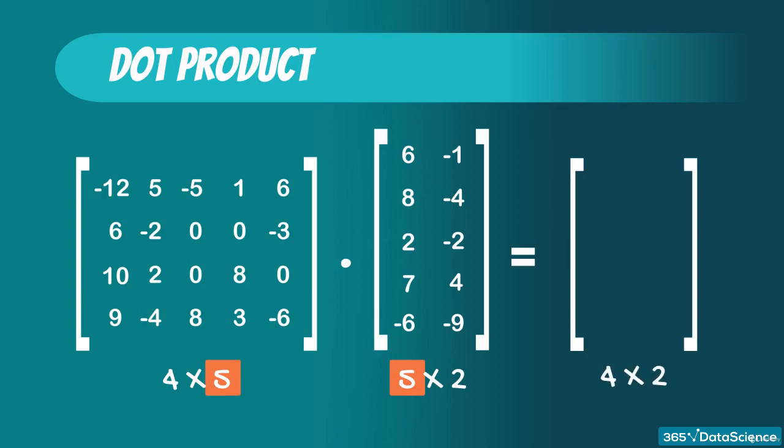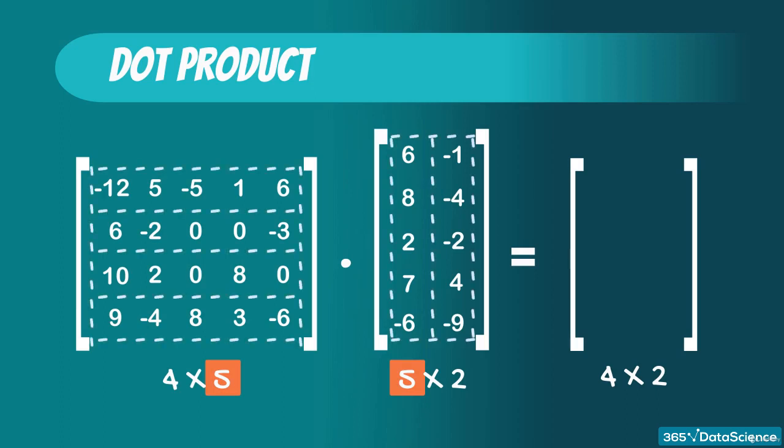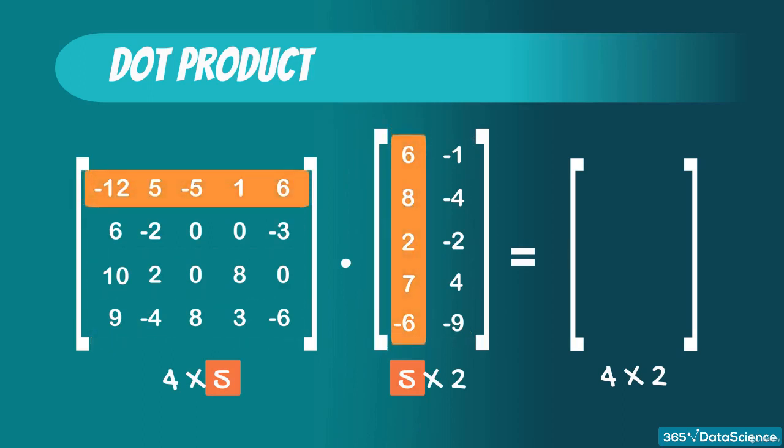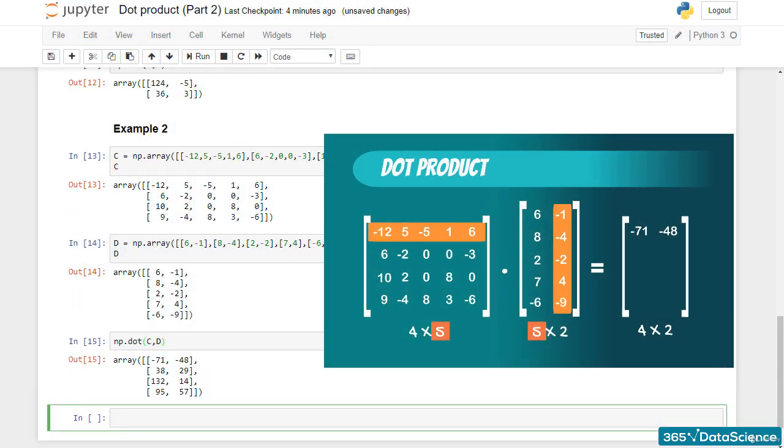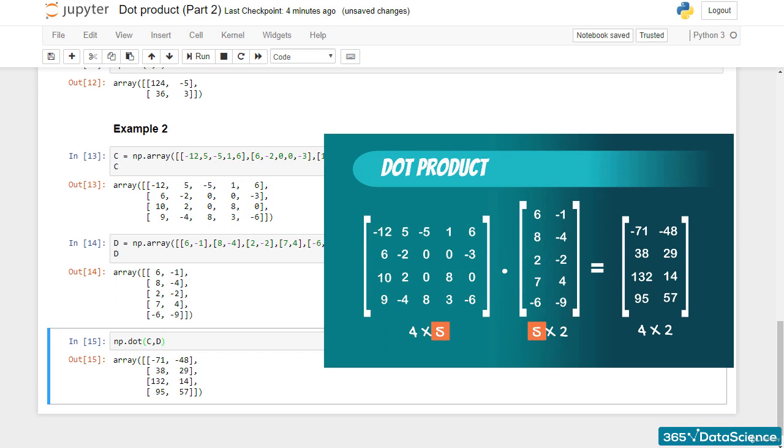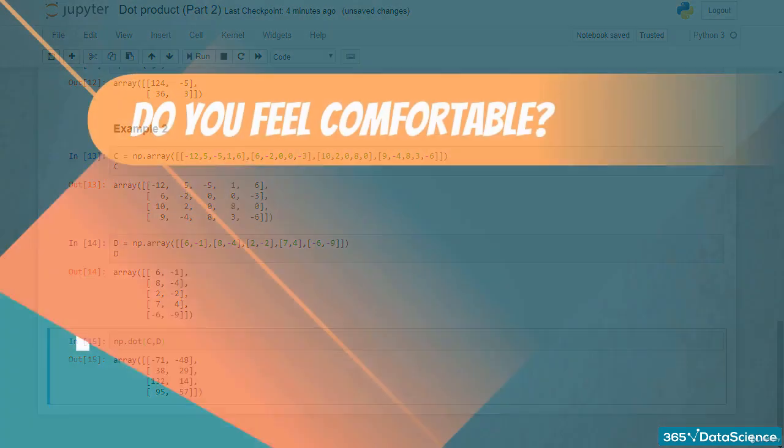Next, let's divide the first matrix into row vectors and the second matrix into column vectors. There is a total of 4 row vectors and 2 column vectors. In order to start multiplying, we must find the dot product of the first row vector and the first column vector. The result we get is minus 71. Next, we multiply the first row vector with the second column vector. We get minus 48. We continue in the known way until we fill the product matrix. All right, linear algebra doesn't seem that hard after all. Do you feel comfortable? Let's do one more.